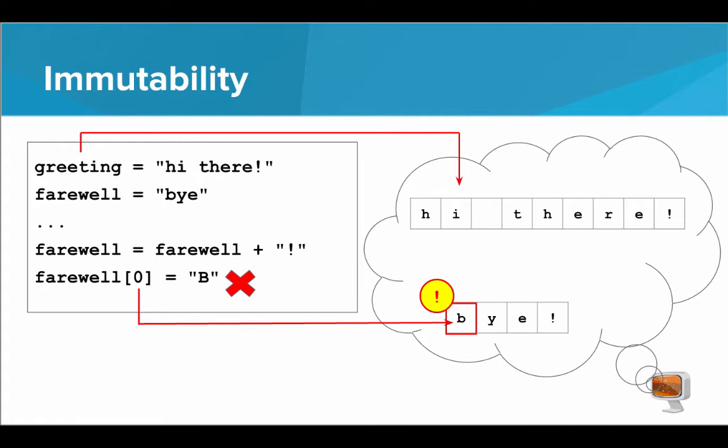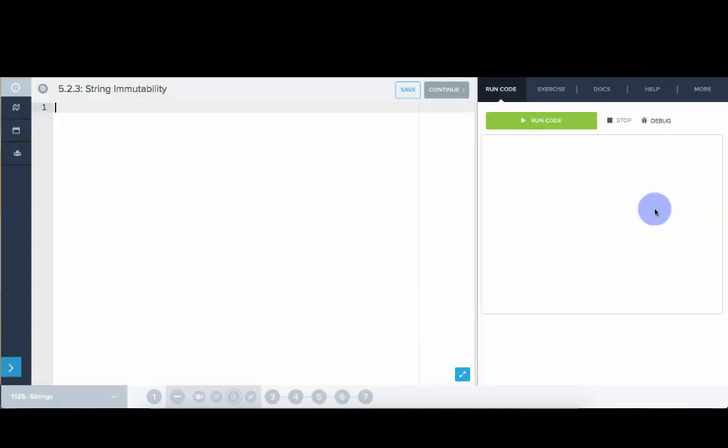In a future module, you'll learn about other things in Python that are immutable, as well as some things that are mutable. For now, just remember that immutable means you cannot change something without replacing it completely, and that strings are immutable. Let's check this out in the editor.